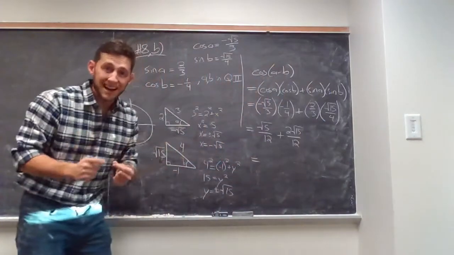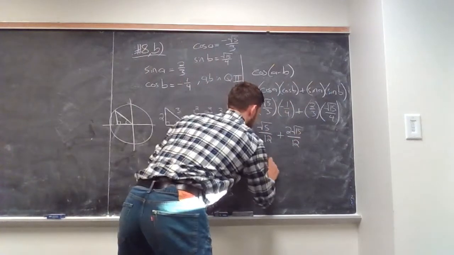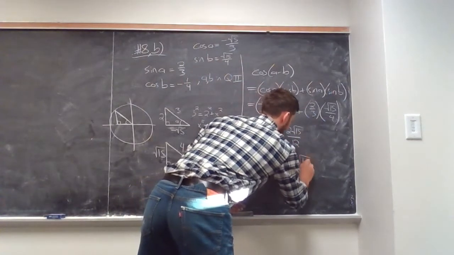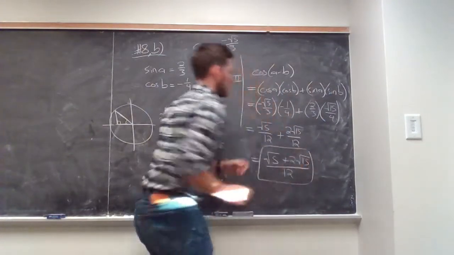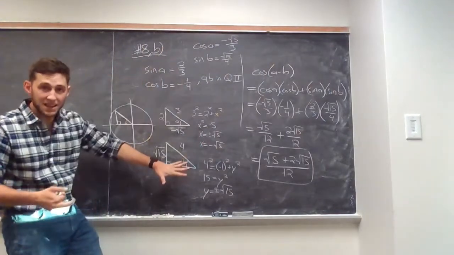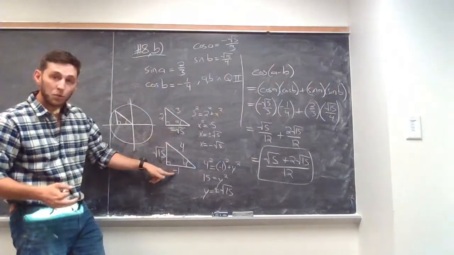And then just combine the common denominator, but since we already have a common denominator, combine the tops to get your answer of square root of 5 plus 2 square root of 15 all over 12. And bam, you are done with this problem. But this is the key of it. Remember which direction your triangle faces. It affects what's negative.